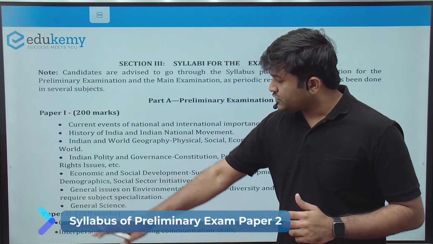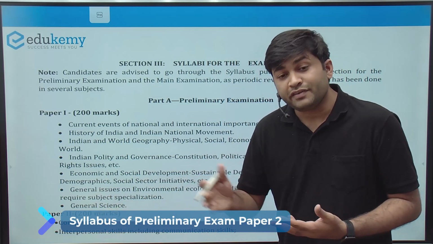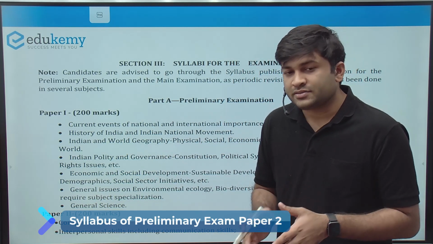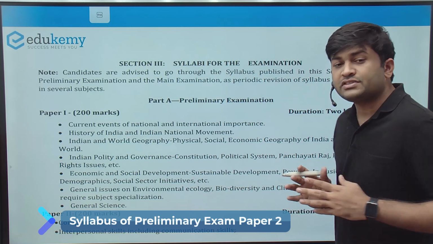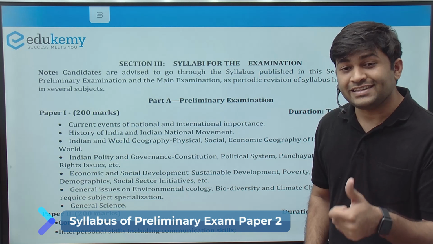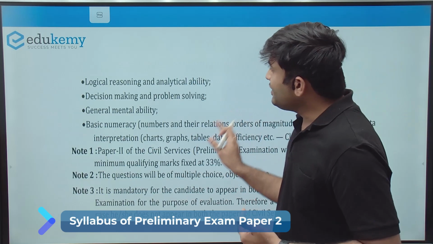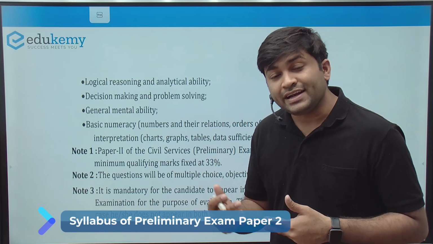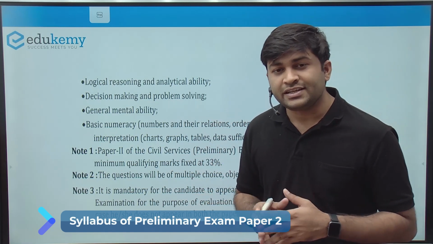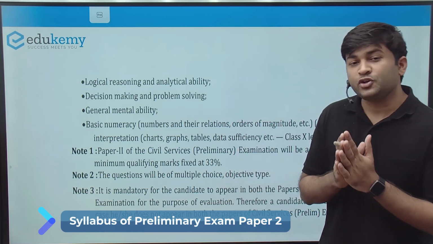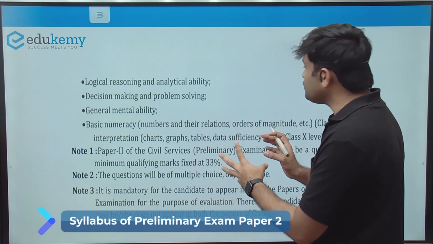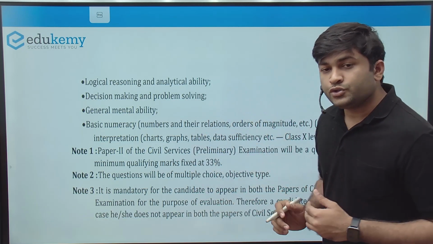Now paper 2, which is also of 200 marks and which is of qualifying nature in a way that you have to score minimum 33% marks. It is also of 2 hours duration. Now the syllabus consists of comprehension, interpersonal skills and communication skills, logical reasoning and analytical ability. You have decision making and problem solving, general mental ability, basic numeracy and interpretation. So these are the part of the syllabus of your paper 2.